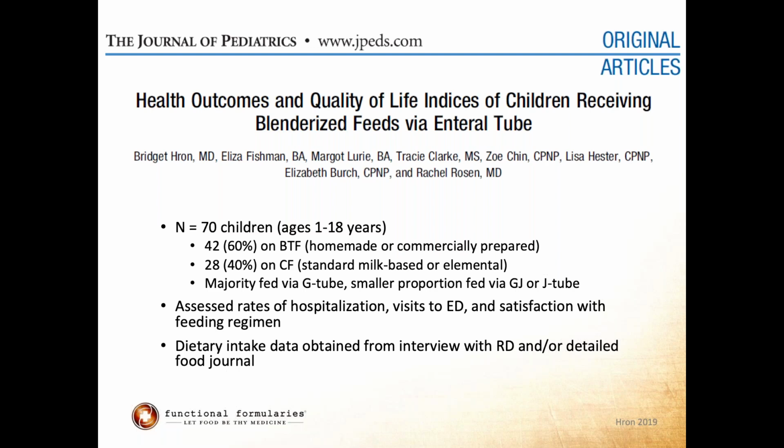70 medically complex children were enrolled. You can see that 60% of those were on either a homemade blenderized diet or using a commercially prepared blenderized formula. 40% of those were on a conventional formula. Majority of patients were G-tube fed, but there were a smaller proportion that were on a GJ and a J-tube. Dietary intake was obtained with an interview with a dietitian and or a detailed food journal.